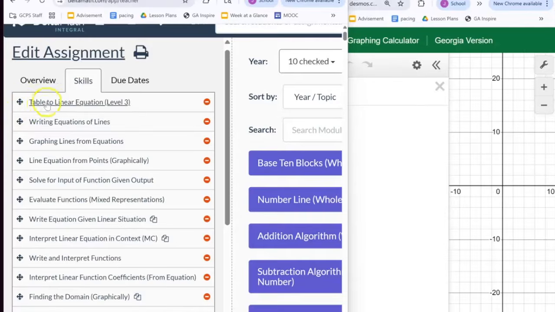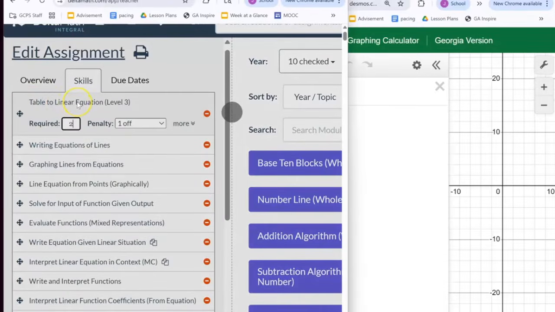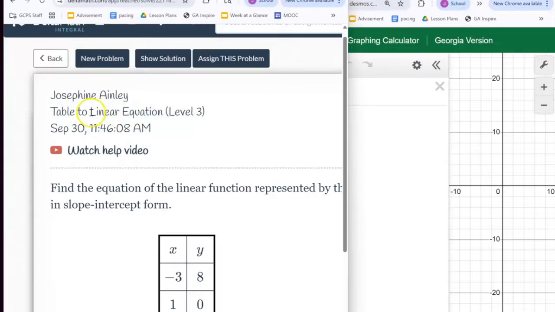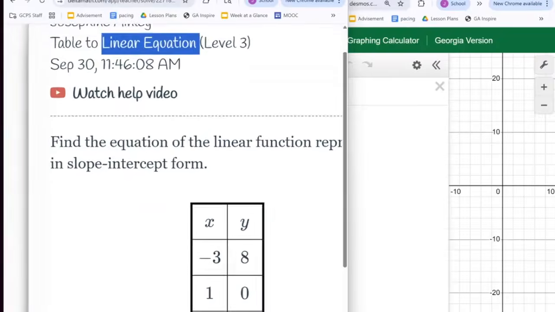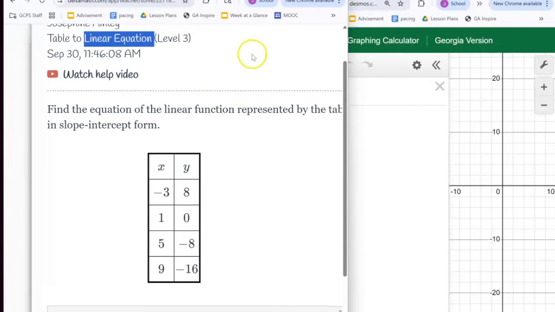The first question we're going to look at is table to linear equation level 3. This is when you take a table and you want to make it a linear equation. Once again, if you do not remember the formula, you can definitely pull that up.